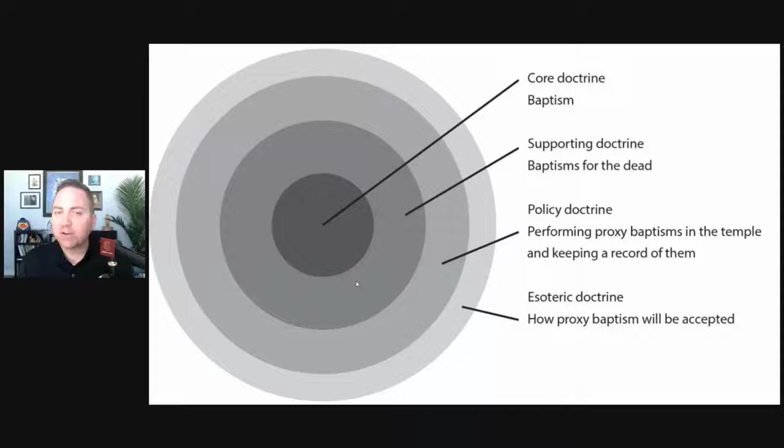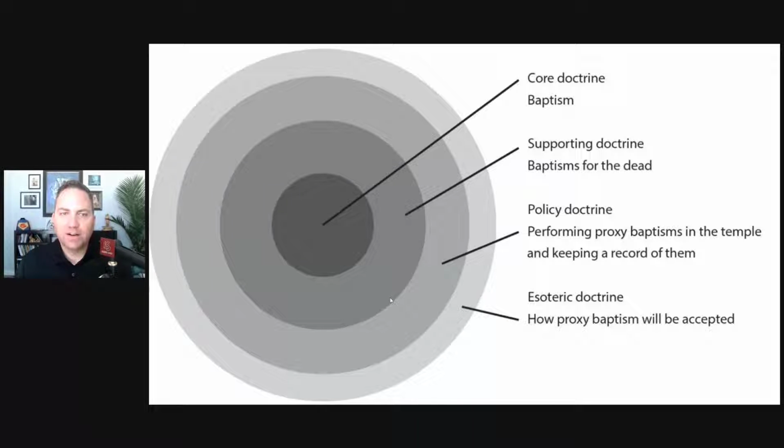And then the esoteric doctrine, which is like a question of how proxy baptisms will be accepted. What's the paperwork like on the other side of the veil when a proxy baptism is completed? What does that look like? Well, we don't really know. We're aware that probably something's happening, but nobody can stand and say, I know that this is how the process works. But still it's in this realm of doctrine. It's just a different classification of doctrine.